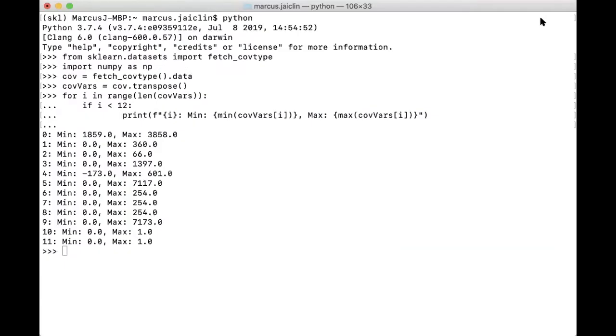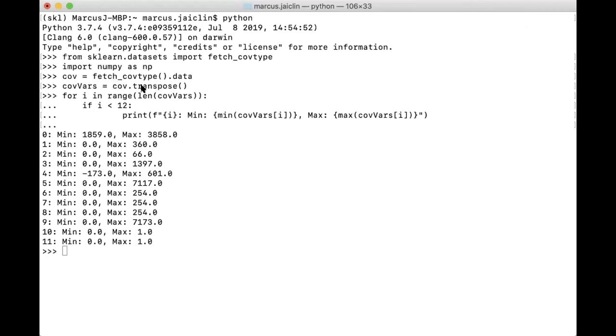So here I pulled up the cover type data set. You'll notice I'm working in a virtual environment that I called SKL for scikit-learn. I'm running Python 3.7. So I import the function that allows me to fetch the cover type data set. I import NumPy as np as usual, and that's going to give me access to the transpose function. So I fetch the data from the cover type data set.